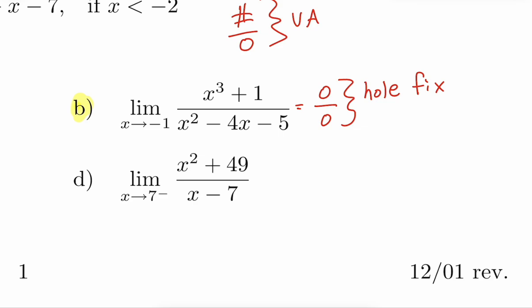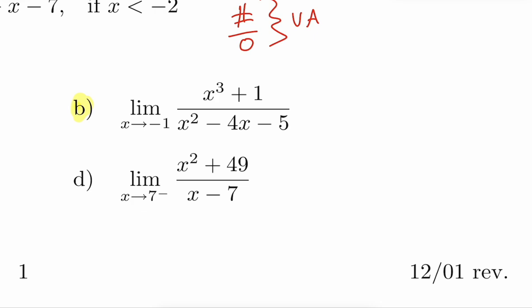Now, for one like B, anybody tell me what you think we could try to fix the problem? That's a vertical asymptote. So if you get a number over 0, we're going to try a value to the left and right of it. But if it is a 0 over 0, we've got to try something else. Yes?